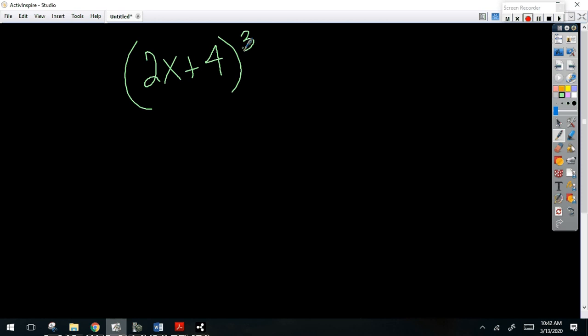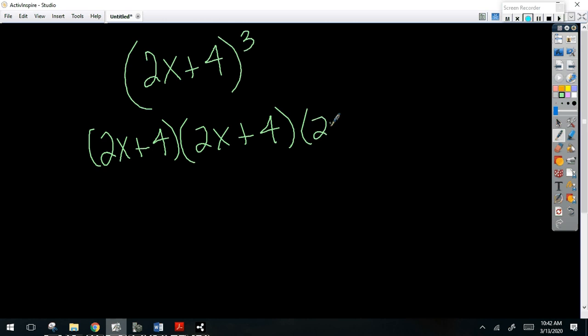It only works when you are multiplying or dividing. That's it. If you are adding and subtracting, the exponent tells you how many times to write whatever you have here, the binomial. So you write it 3 times.